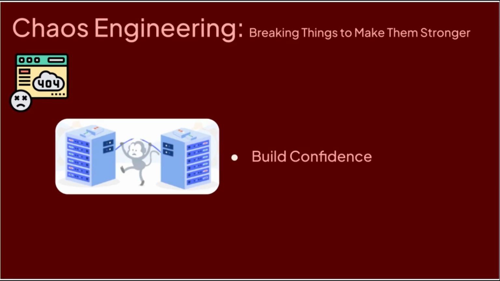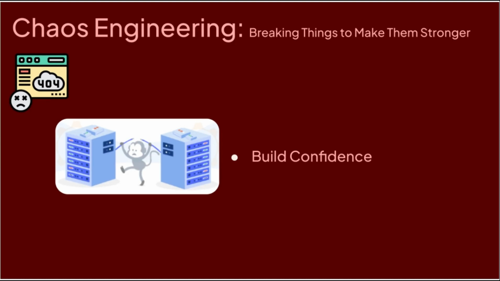Now here's a fun one, chaos engineering. Yes, you heard that right. In chaos engineering, we intentionally break things in production environments to see how systems respond. Sounds wild? Maybe. But here's the logic. If you never test how your system handles failure, how can you be sure it will recover when failure happens for real? Chaos engineering helps SREs build confidence in their systems by simulating real-world failures and observing what breaks.